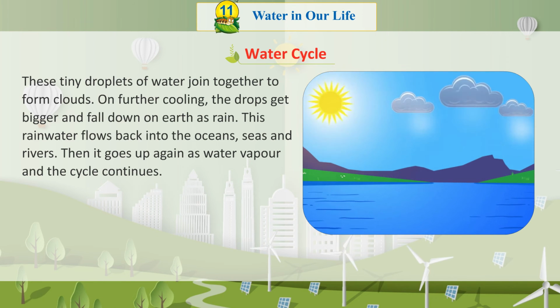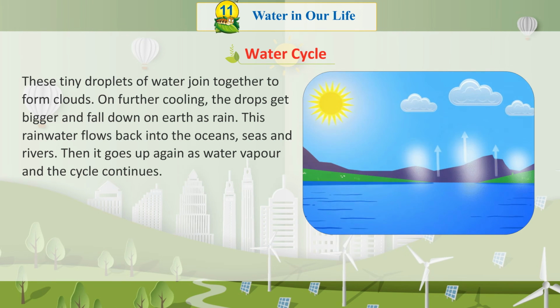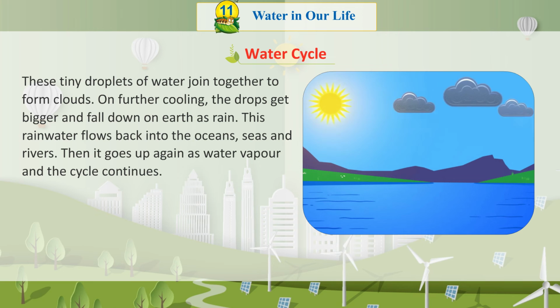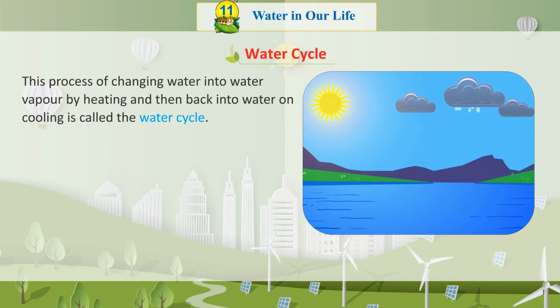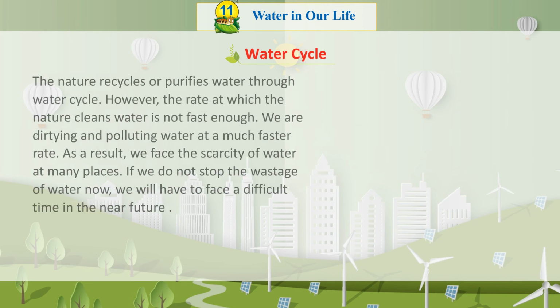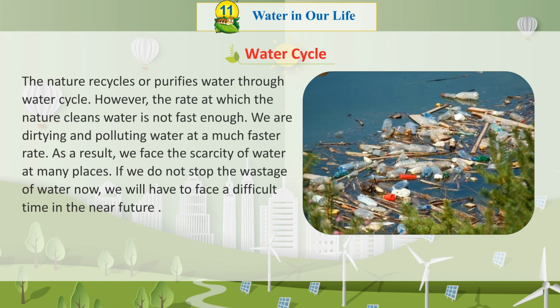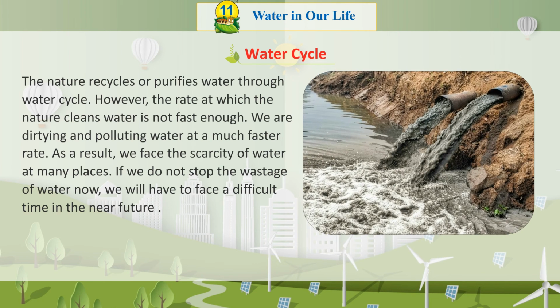On further cooling, the drops get bigger and fall down on Earth as rain. This rainwater flows back into the oceans, seas, and rivers. Then it goes up again as water vapor and the cycle continues. This process of changing water into water vapor by heating and then coming back into water on cooling is called the water cycle. Nature recycles or purifies water through the water cycle.